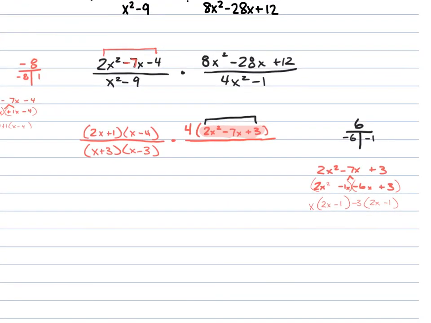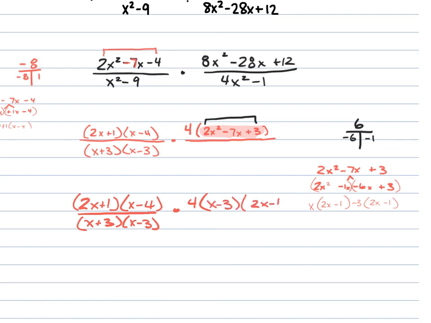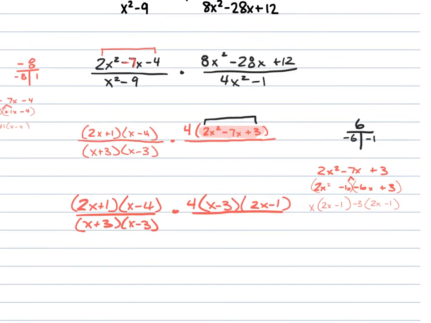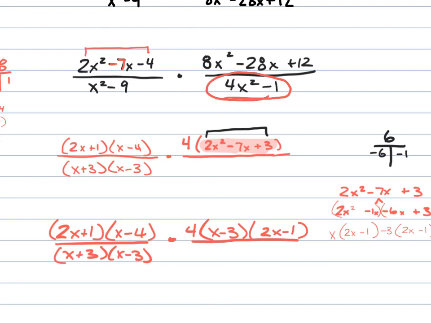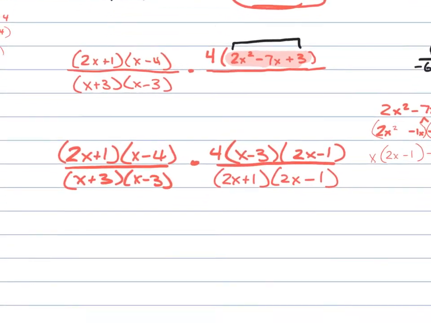So, that numerator up there, boy, this is a lot to write. Here we go. So, on the left, we have 2x plus 1, x minus 4. On the bottom, we had x plus 3, x minus 3. On the top over here, we've got 4 times x minus 3. This is the factored version. 2x minus 1. And then finally, whatever we have in the denominator, how do we factor this right here? Difference of two squares, which ends up as 2x plus 1, 2x minus 1. All right, that's the hardest work there.